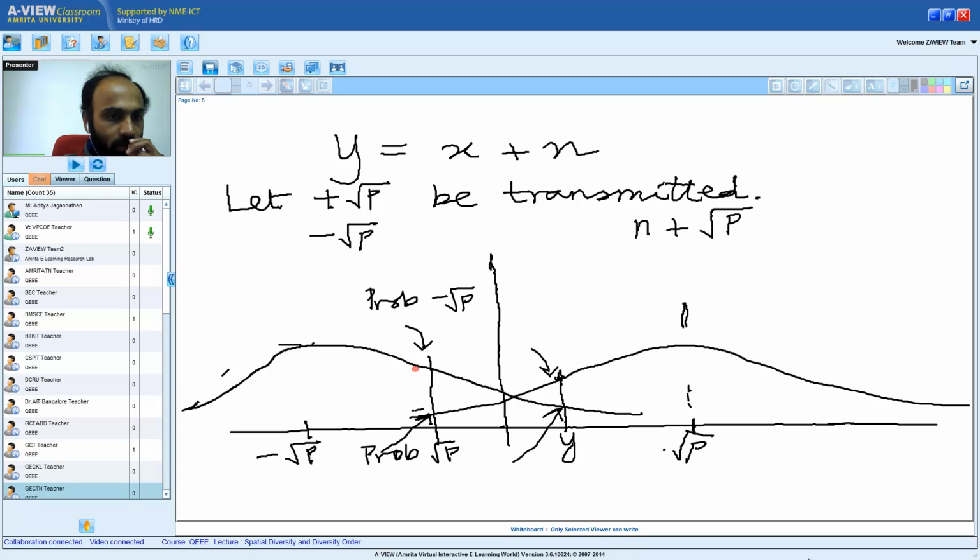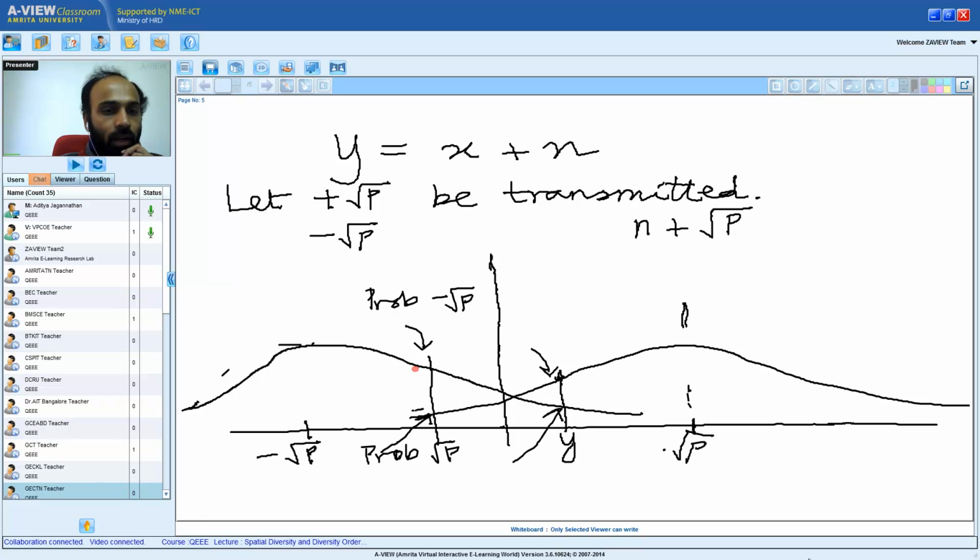Sir, we have written one equation y is equal to x plus n, where y is the received signal and x is the transmitted signal. Instead of x, we are writing plus square root of p or minus square root of p, and the power of the signal is p. So I am asking whether plus square root of p and minus square root of p is the amplitude of that signal or any other property.